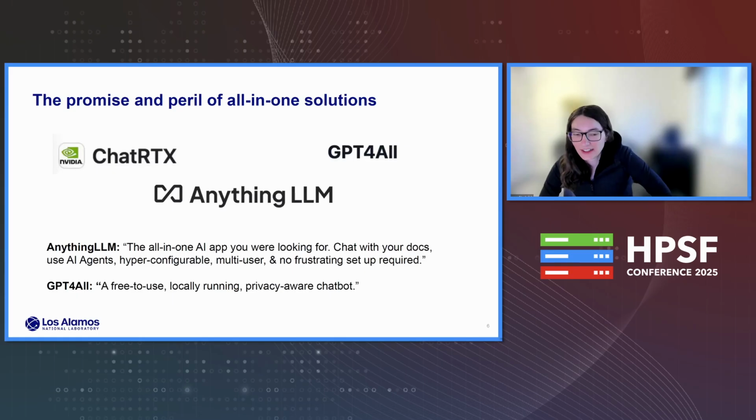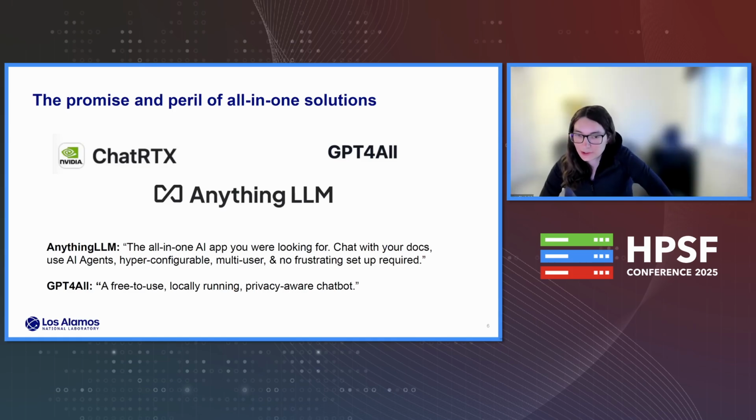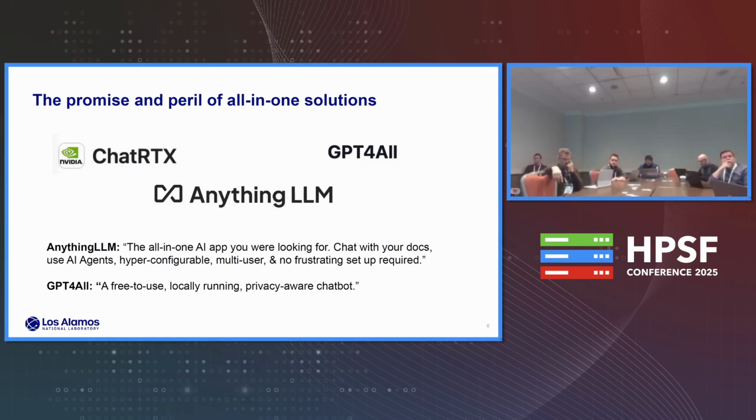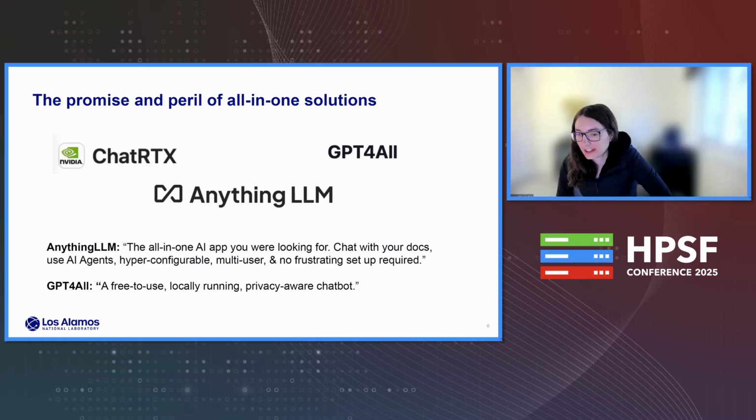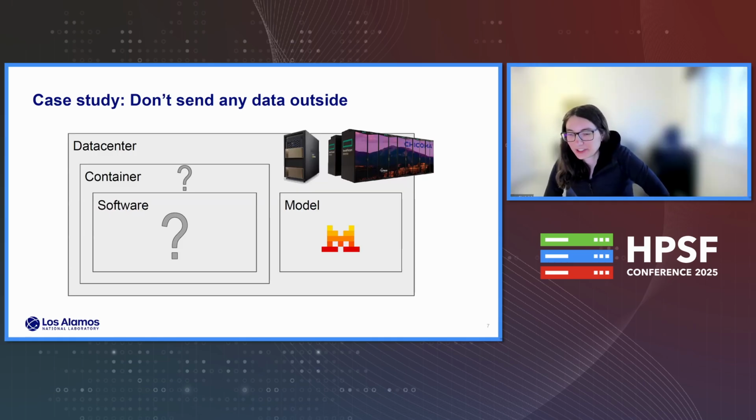We were tempted at the beginning. I think it's probably tempting for anyone to use one of these all-in-one applications. So NVIDIA has a Chat with RTX tool. There are other mega company affiliated tools like AnythingLLM or GPT4All. And they all promise an all-in-one solution. You download one executable, you run it, and it handles everything in the background. It gives you the back end, the front end, everything. One challenge with that is it's not very flexible, and certainly it wouldn't be a good idea to try to run them at scale.